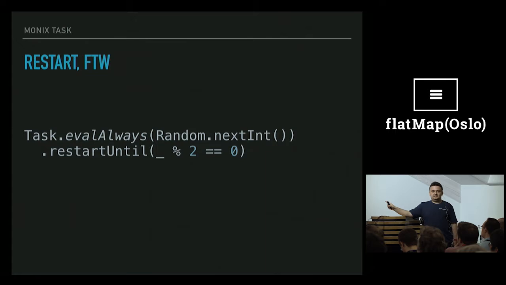Here's one thing where Tasks get interesting versus Future. Future does not describe the function. Future is not a specification, but Task is. Meaning that Task can be restarted at will. It can be retried until we get what we want. And this one restarts until the random number that we get is divisible by 2.